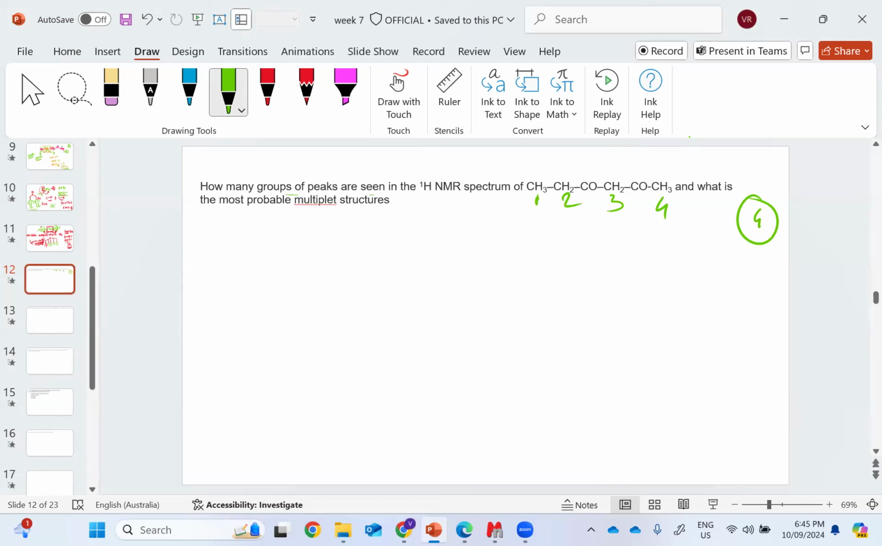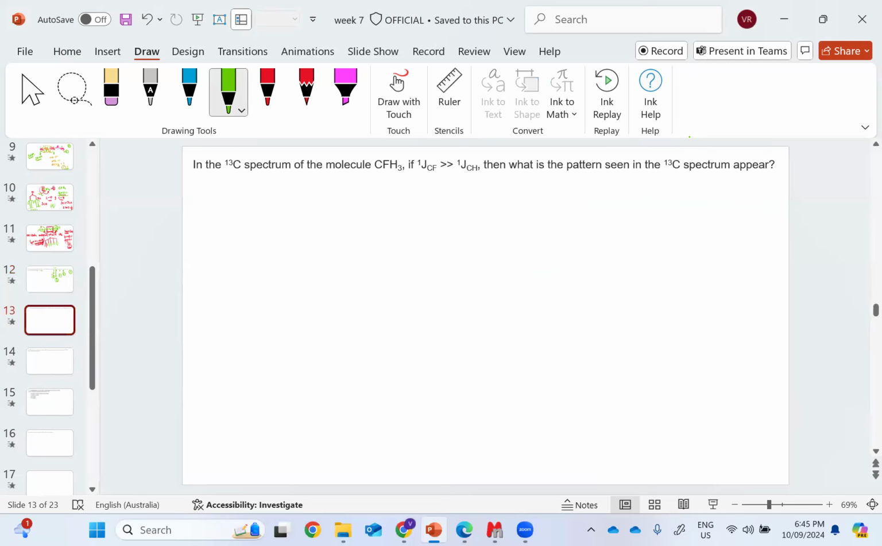And what is the most probable multiplicity structure? For this one, because of the CH2, it will show the triplet. This shows the quartet. This shows the singlet, and this also shows the singlet, right? Any doubt here? All right, if you don't have doubt, we'll move to another question.